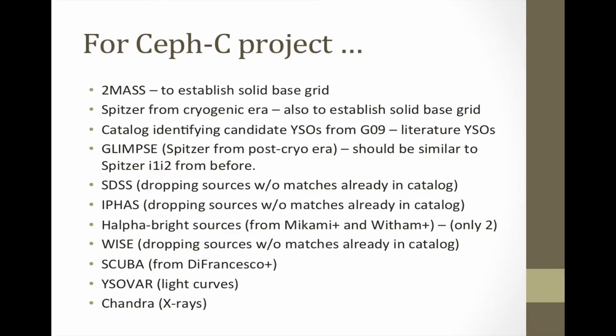So for the Ceph-C project in particular, what I'm doing is I'm reading in the 2MASS coordinates first to establish that baseline grid. Then I have Spitzer from the cryogenic era. Those coordinates are also really good. Merge those together.